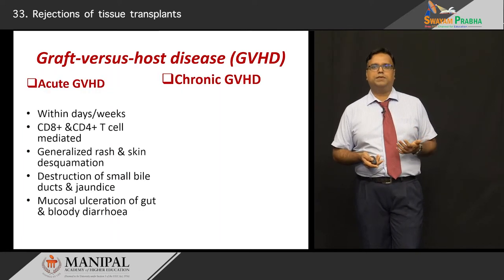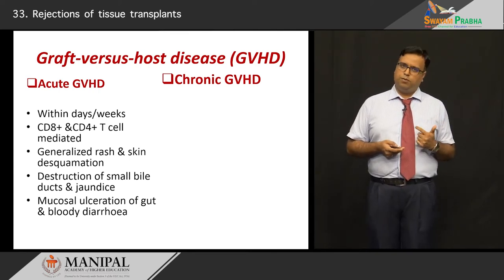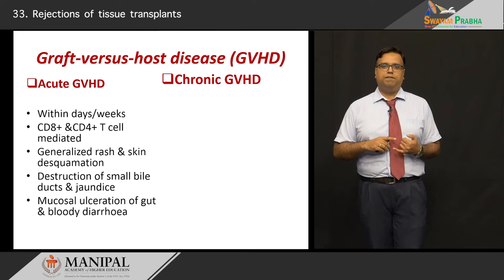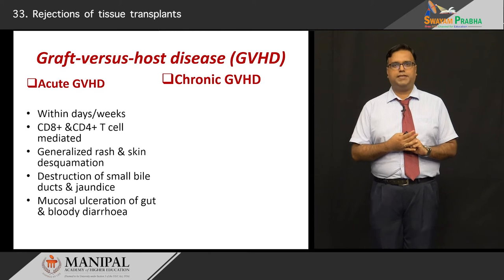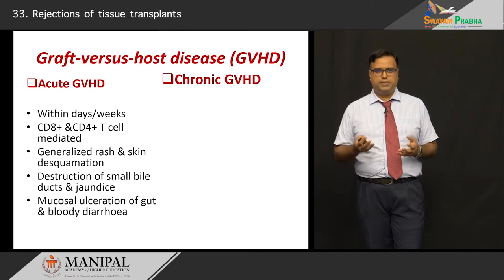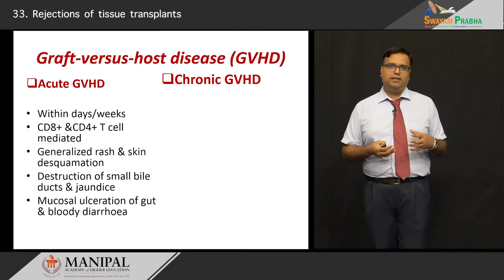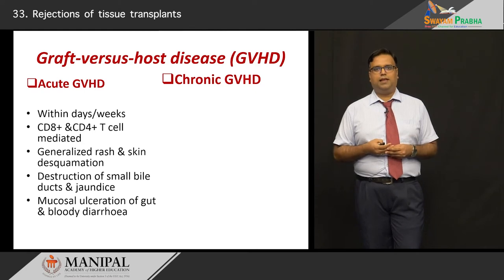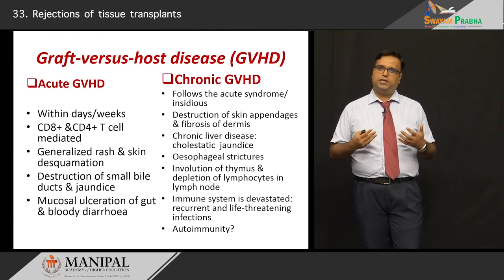Accordingly, you can have an acute versus chronic GVHD. Acute again occurs within days. Both CD8 and CD4 cells mediate this. Usually, the patient comes to you with a generalized rash and skin desquamation, very erythematous rashes on the surface of the skin. There will be destruction of small bile ducts and resultant jaundice. So, you do an LFT, and it will show a derangement in the profile of the patient. And then in the gut, they present usually with diarrhea, usually bloody in nature because of a lot of ulcerations in the lining mucosa. Chronic has all of these symptoms, but they are more insidious, so they progress gradually.